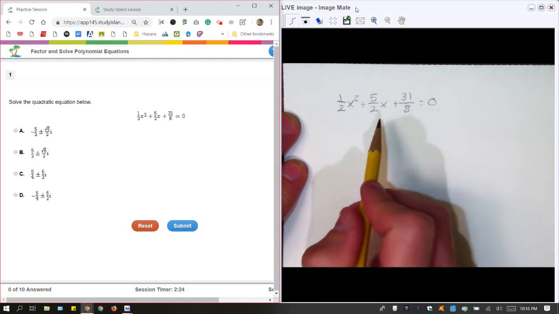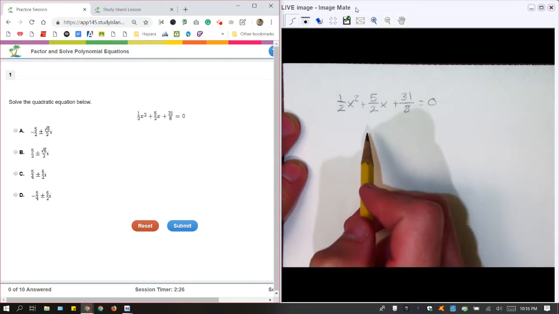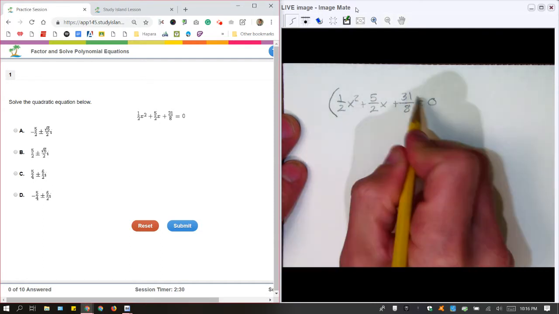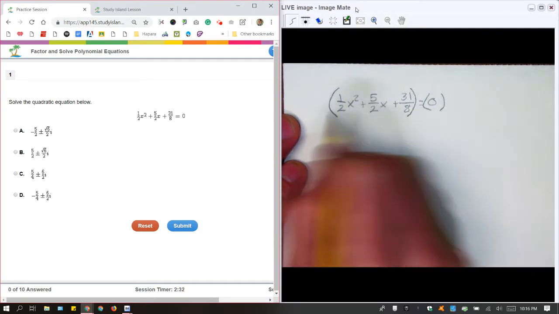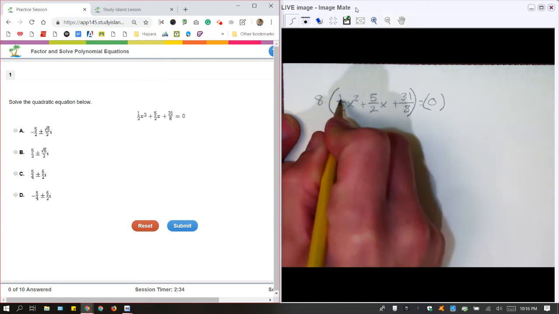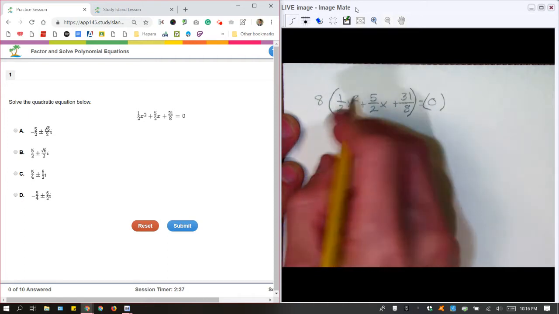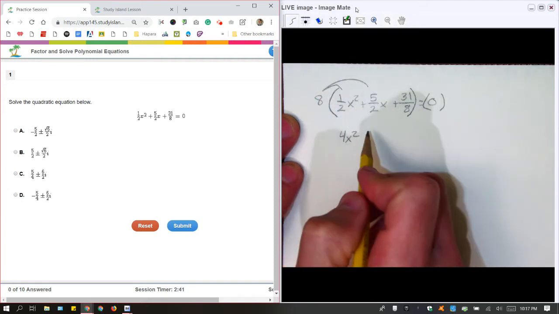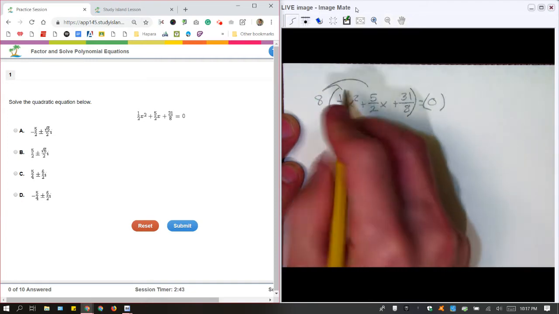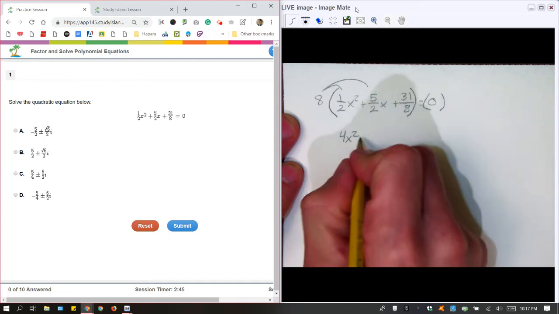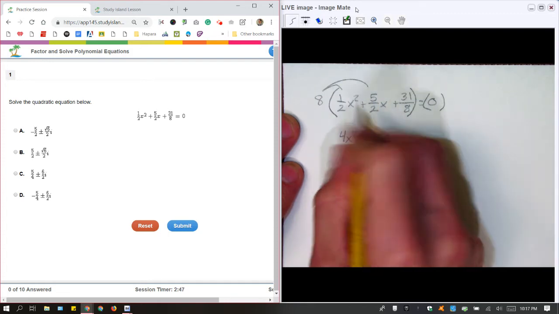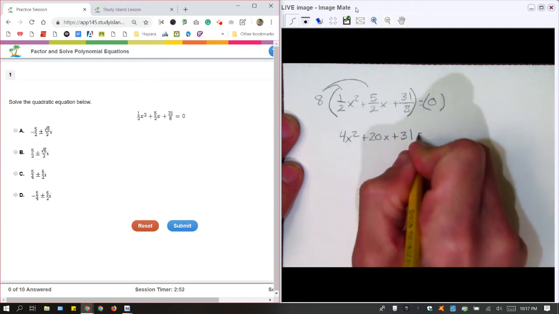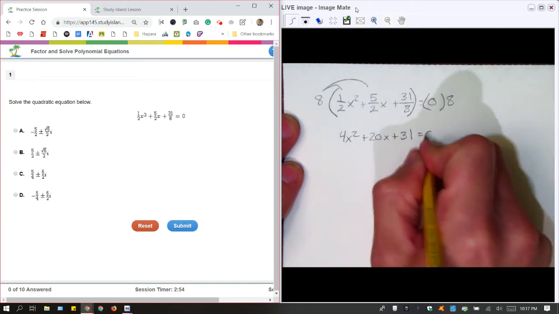First things first, it might be easier if I just got rid of all these fractions. So I'm going to multiply everything in this equation by 8 because that's the lowest common multiple of all my denominators. So I'm going to say 8 times 1/2 x squared. 8 times 1/2 is 4, so it becomes 4x squared. And then we have 8 times 5/2, which is 20x. 8 divided by 2 is 4, times 5 is 20, so plus 20x. And then 8 divided by 8 is 1, times 31 is just plus 31. And that equals 0 times 8, which is still 0.